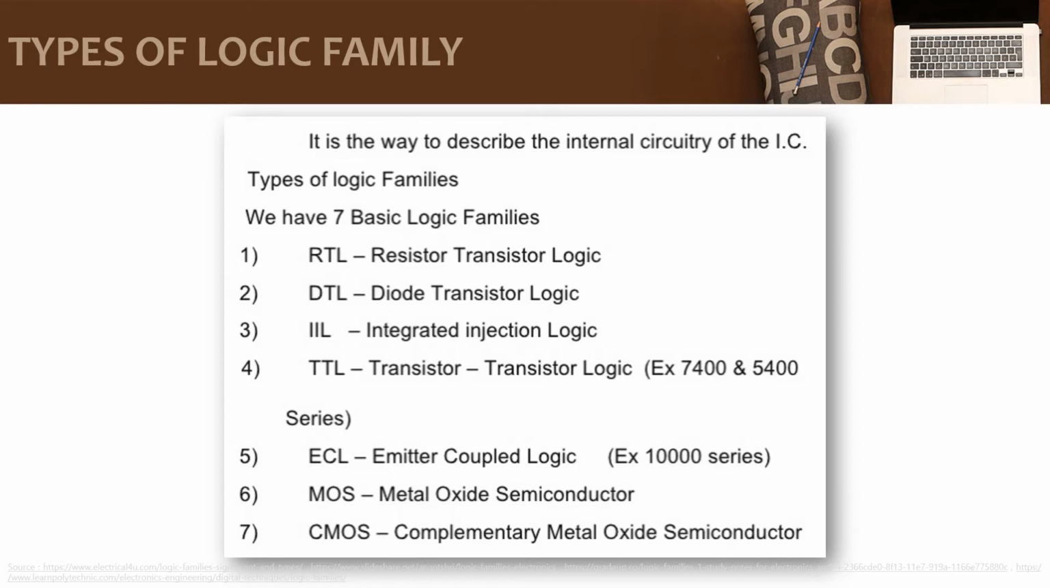RTL stands for resistor transistor logic, DTL stands for diode transistor logic, IIL stands for integrated injection logic, and TTL is transistor transistor logic. An example of TTL is the 7400 and 5400 series. Then ECL is emitter coupled logic, and we also have the MOS family, metal oxide semiconductor, and CMOS stands for complementary metal oxide semiconductor.